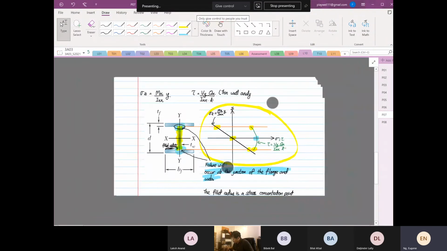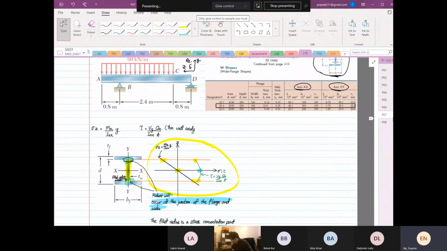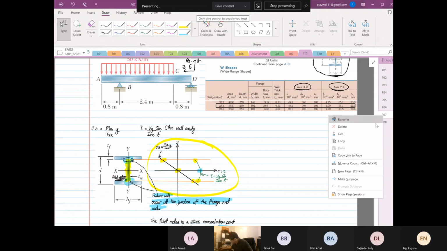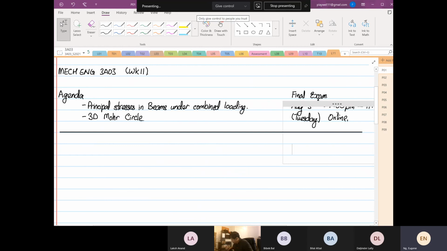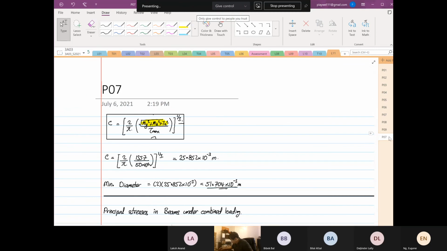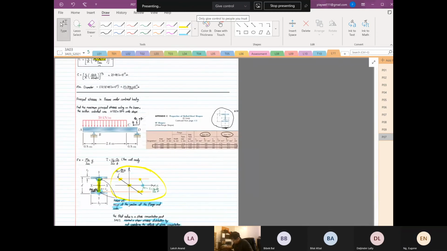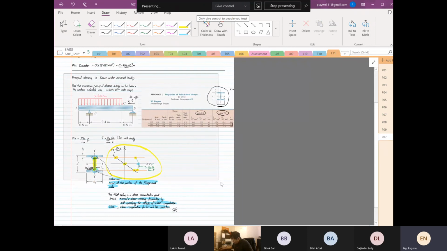Okay, so what I'm going to do, I'm going to take this entire page, copy it, and put it over here. So I'm going to get this entire thing across. Give me a moment.